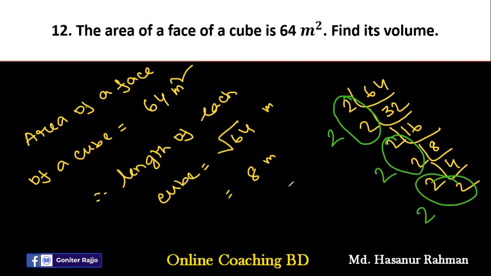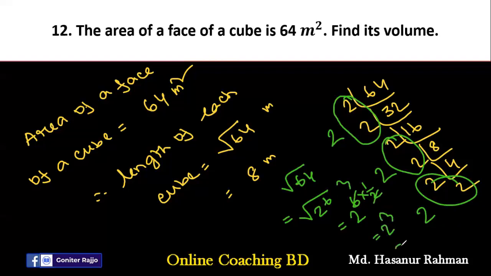Or the basic thing is that square root of 64 is equal to square root of 2 to the power 6. We don't need to show it. This is just to make you understand. 2 to the power 6 multiplied by half. Square root means we have to multiply the index by half. 6 by 2, it will be 3. So 2 cube means actually 8.